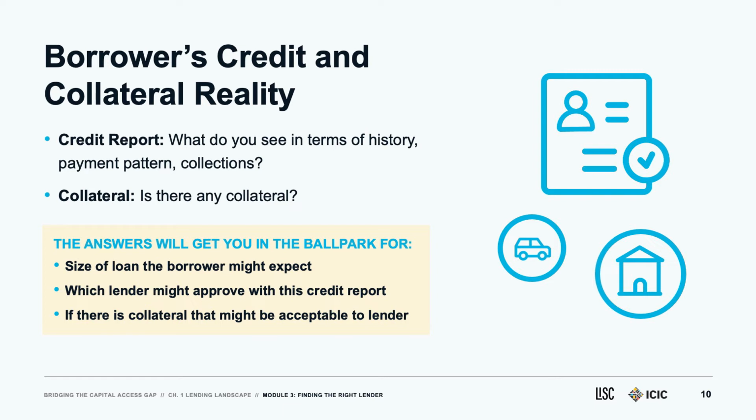Then the last C that we're just talking about on this initial assessment is collateral. Does your client have any collateral to offer? Do they have a car that they own outright? Is there business equipment? Is there some equity in their home? Again, you're trying to match what they have to offer as collateral to what the lenders in your region require for qualification.